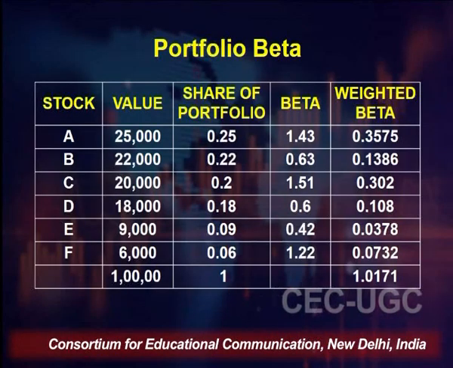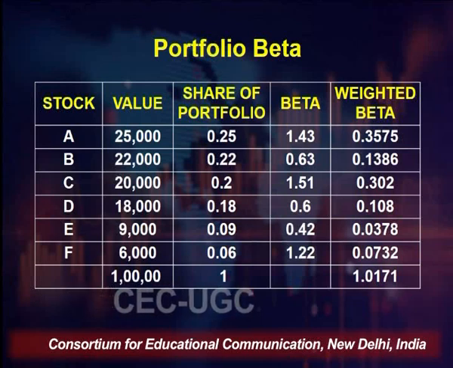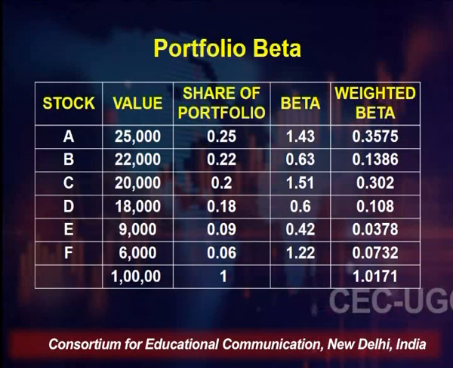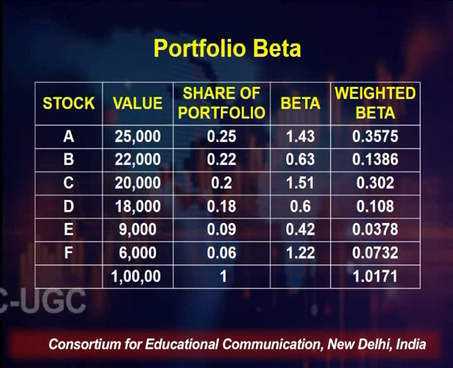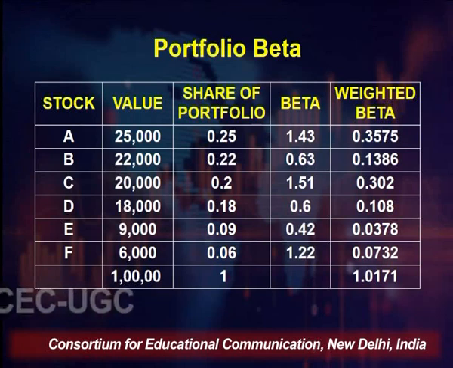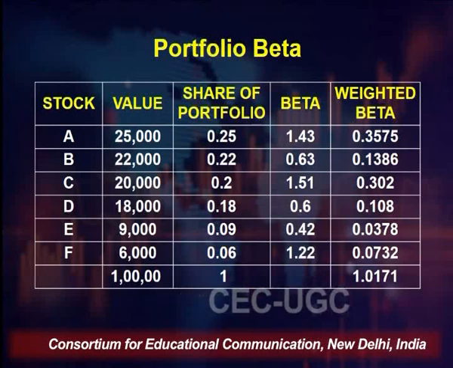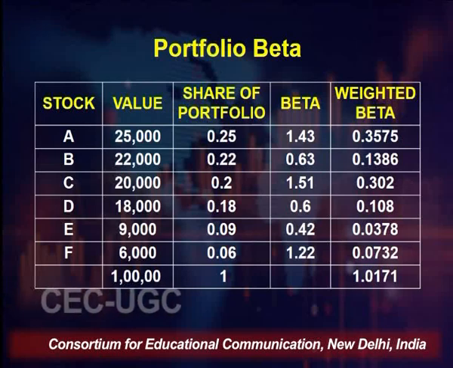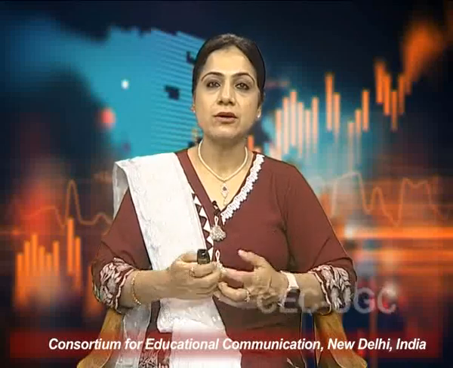Let us calculate one more. Say for example, as an investor, you have a total of 1 lakh rupees and you've selected, through fundamental analysis and technical analysis, 6 different stocks: stock A, stock B, stock C, D, E and F. As per your calculations and comfort level, you plan to invest 25,000 in stock A, 22,000 in stock B, 20,000 in stock C, 18,000 in stock D, 9,000 in stock E and 6,000 in stock F. So this is the distribution of funds you have done with the 1 lakh rupees.